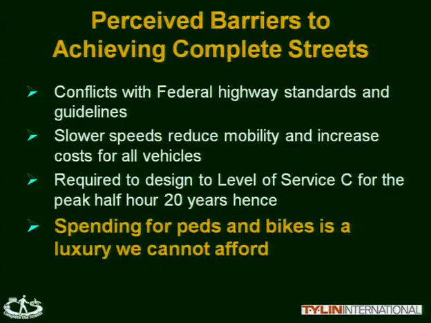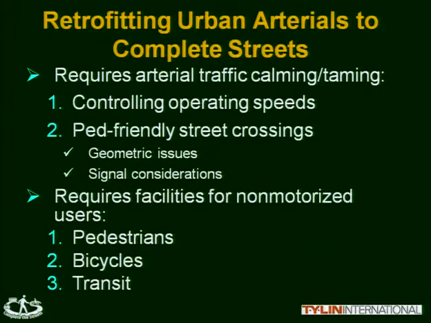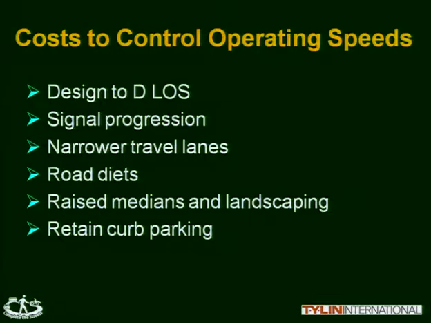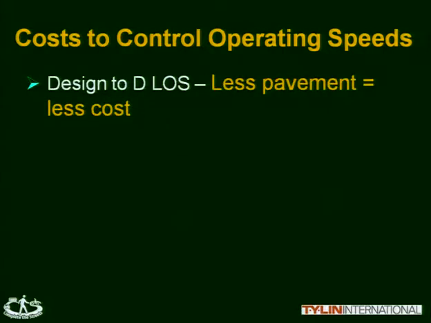And then spending. I'm going to spend a little bit more time on costs here. Because there's things you can do to retrofit your complete streets, and you say, well, you can't perhaps afford them, and what is it going to cost? So let's look first at controlling operating speeds. What does it cost to do that? The things you want to do to make it better, to control the speeds, is design to a lower level of service, have signals progressed, narrower traffic lanes, road diets, medians, curb parking. Let's talk a little bit about each one. Designing to a lower level of service, remember, we're talking about how much it costs. When I designed a D level of service instead of a C, I've just saved you a whole bunch of money right there.